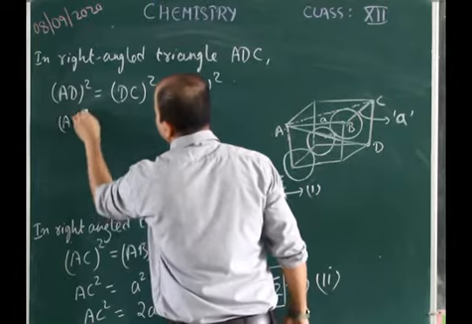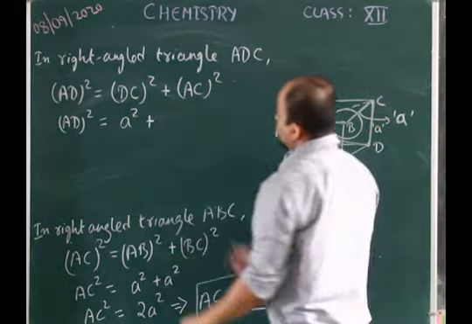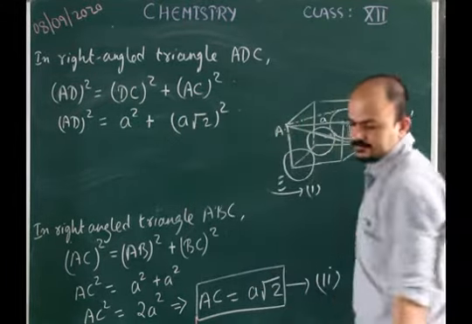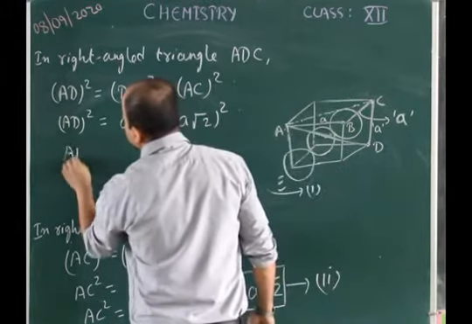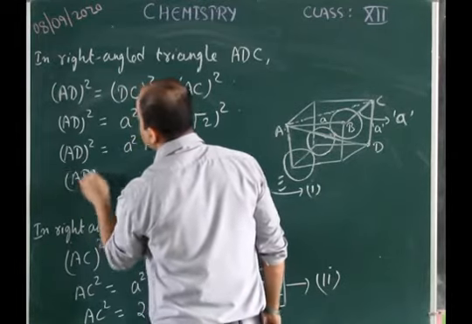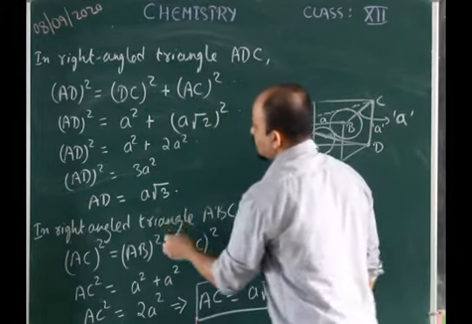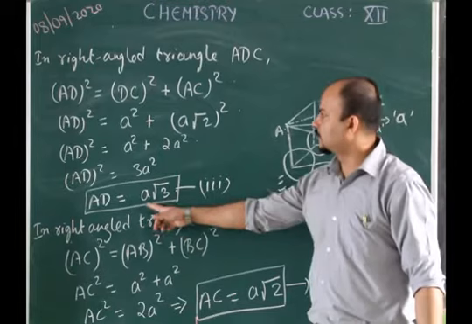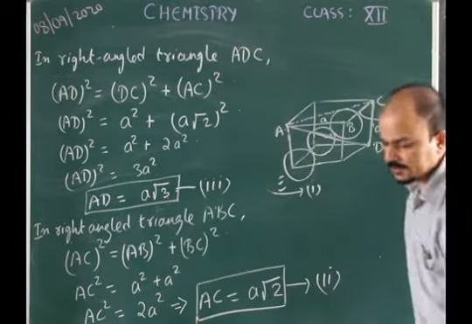Now AD square will be equal to DC. This is what? It is the side of the cube. Therefore A square. And AC square, just now we have calculated AC to be A root 2. So A root 2 square. Okay? Now, AD square will be equal to A square plus 2A square, which is equal to 3A square. Therefore, AD will be equal to A root 3. So this is our third equation. Okay? So you have AD equals A root 3. So now you know the length of this AD. AD is how much? A under root 3.